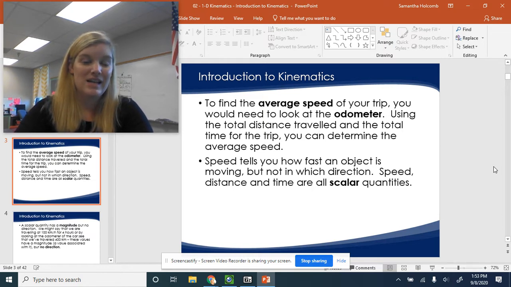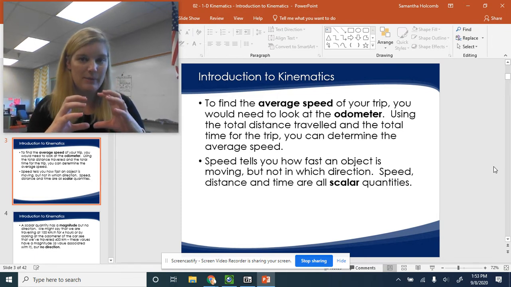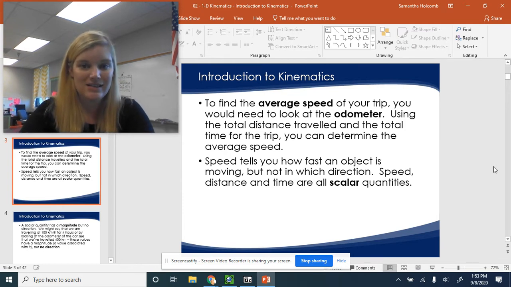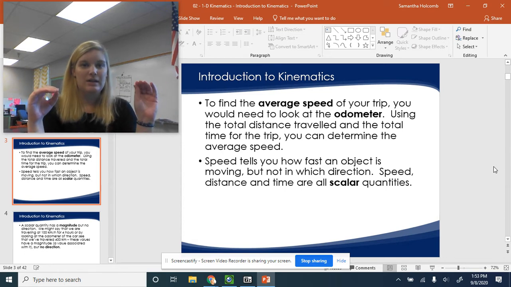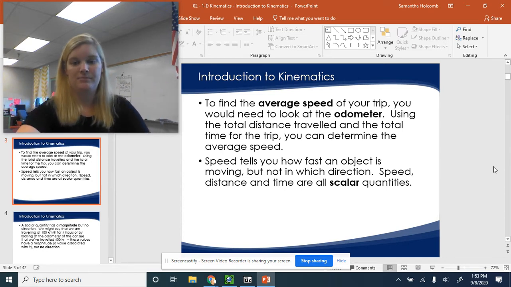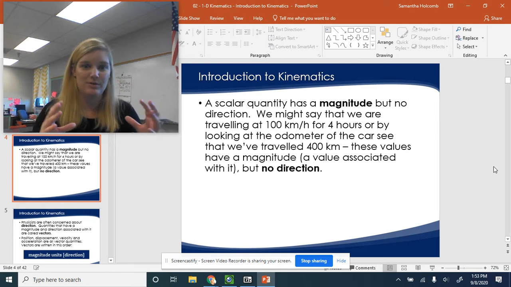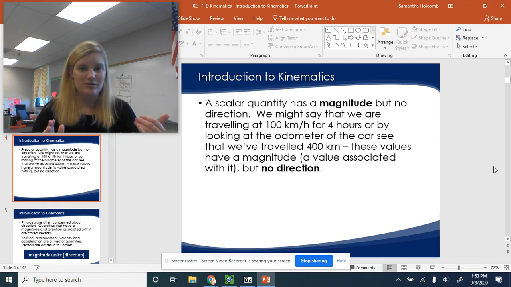And while speed is going to tell you how fast an object is moving, it doesn't tell you what direction. Because it's just that number, it's called a scalar quantity. So speed, distance, and time are all considered scalar. That means that we could point out exactly what it is somewhere on a number line. Our scalar quantities have magnitude, which is the number, so the amount or the number that we associate with it, but it doesn't tell us a direction.